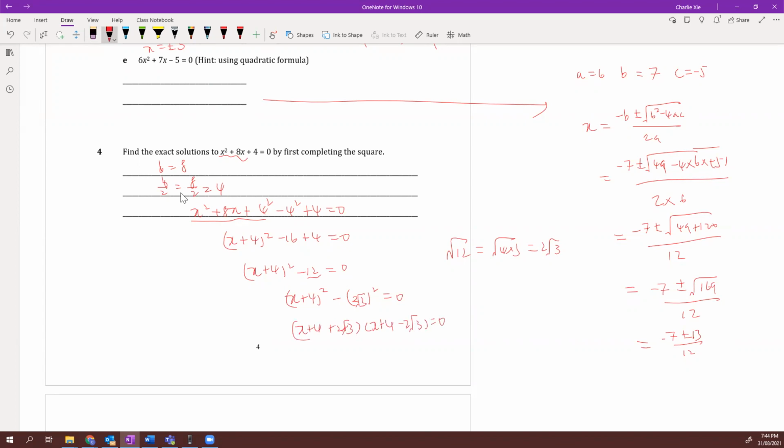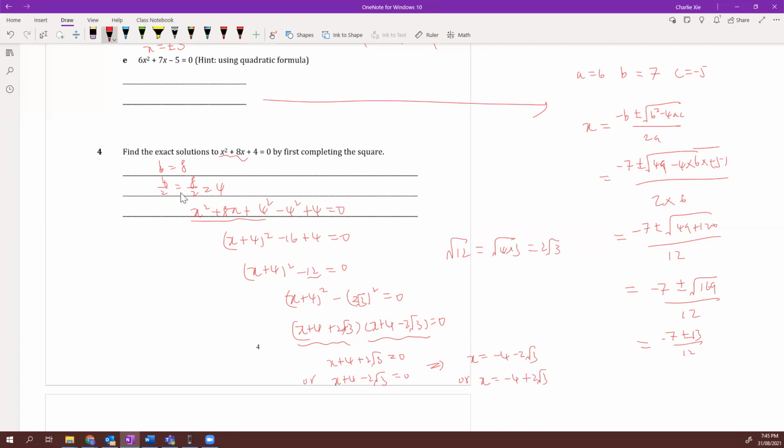Okay, it's exact solutions. So the solutions are x equals, either this part or this part equals 0. So x plus 4 plus 2 root 3 equals 0, or x plus 4 minus 2 root 3 equals 0. Therefore, x equals negative 4 minus 2 root 3, or x equals negative 4 plus 2 root 3.